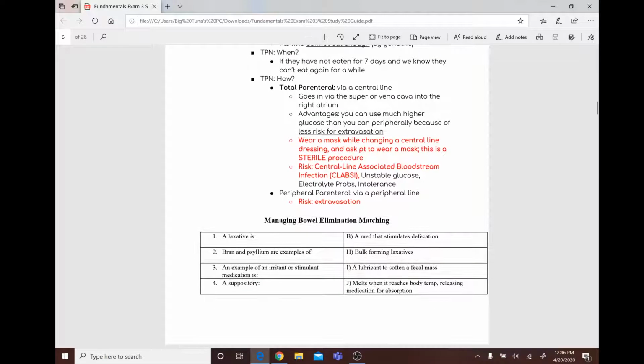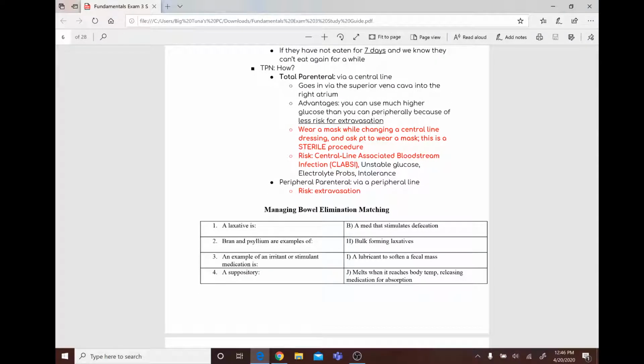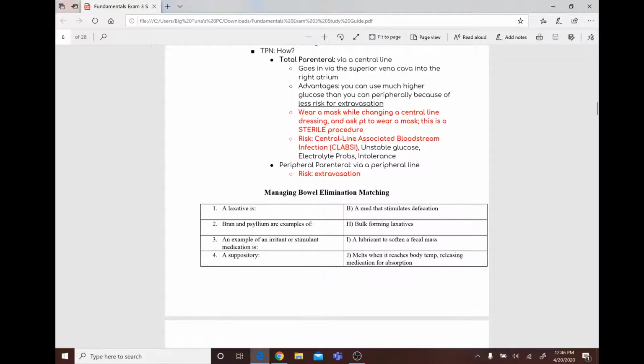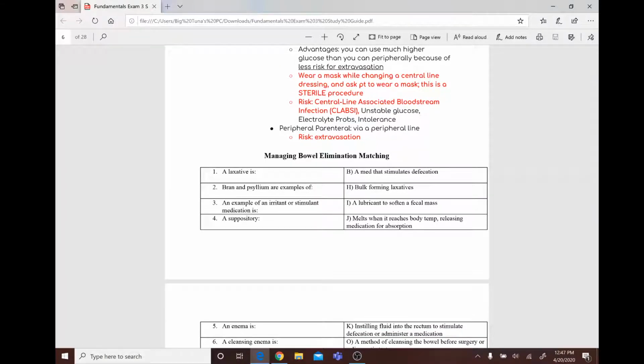What are we going to do safety-wise when it comes to TPN? Wear a mask while changing a central line dressing and ask the patient to wear a mask. This is sterile. What are the risks with TPN? Collapse, unstable glucose, electrolyte problems, and intolerance. Peripheral parenteral nutrition is via what? Peripheral line. What's the risk? Extravasation.